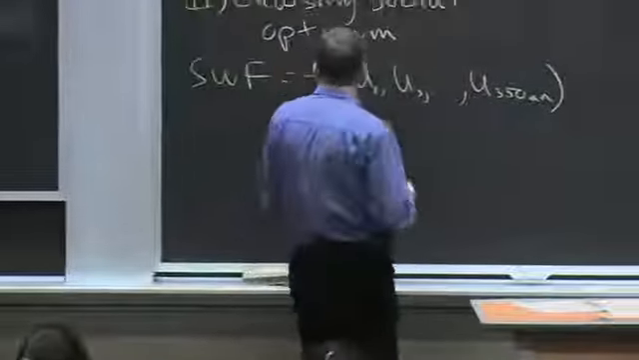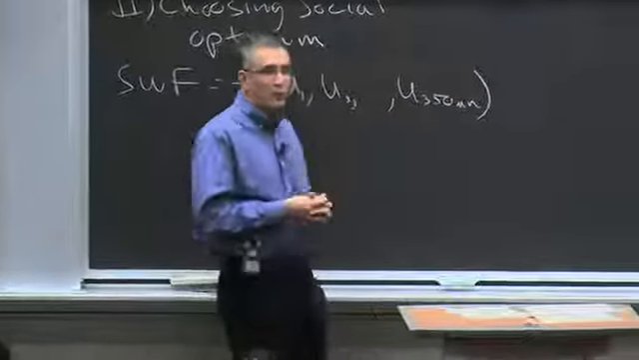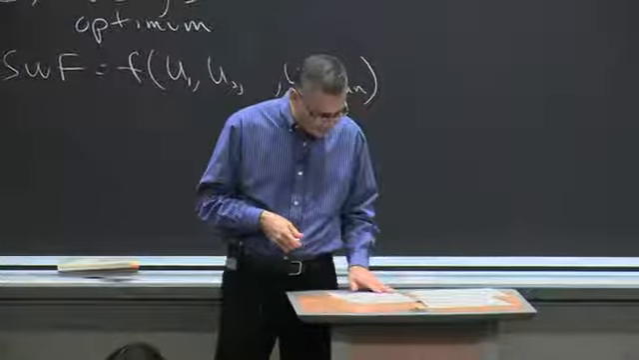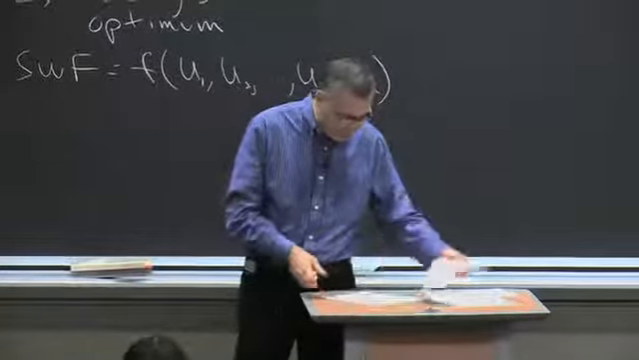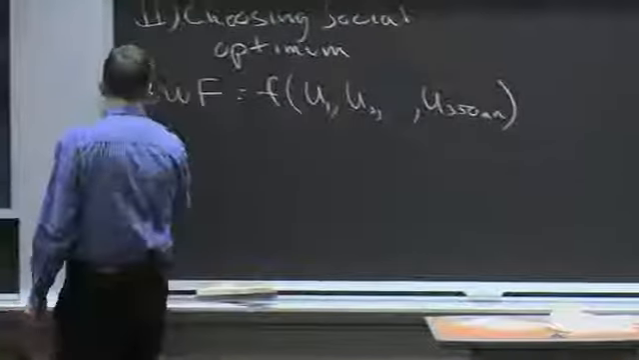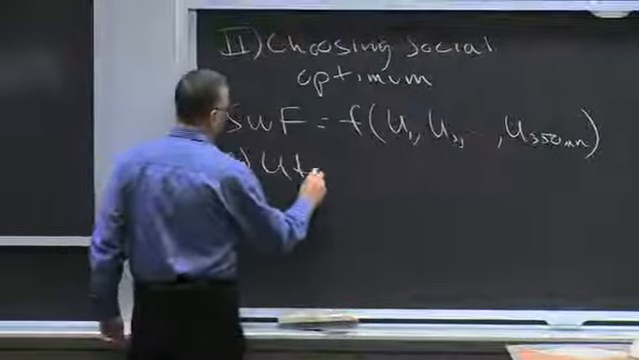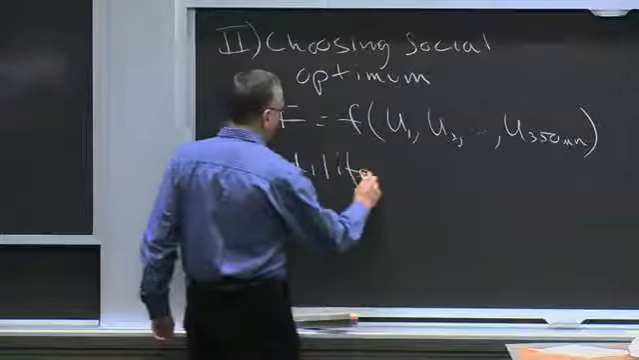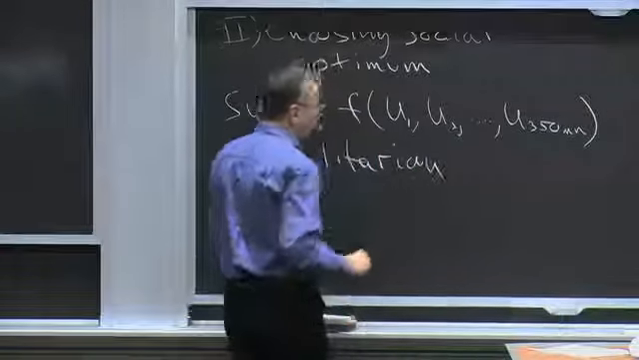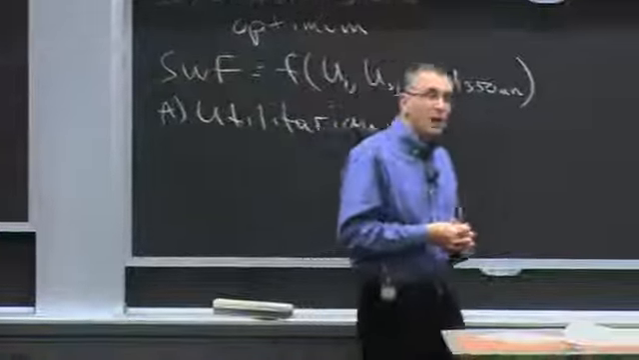So what we do here is we talk about some typical forms of social welfare functions that we use in economics. The most common form is what's called the utilitarian social welfare function. This is due to the philosopher Jeremy Bentham.